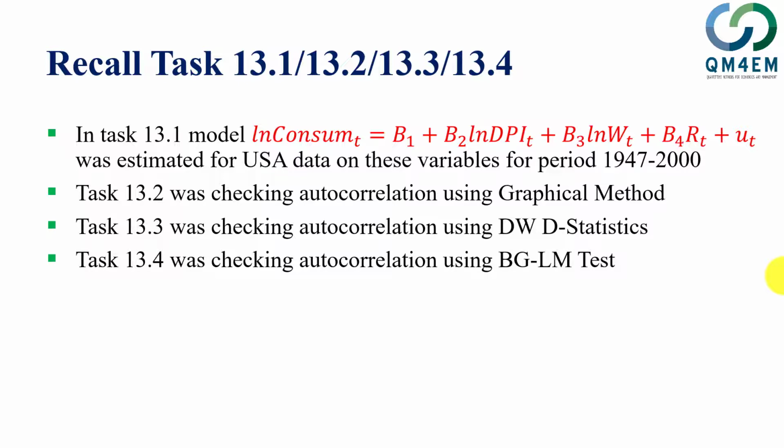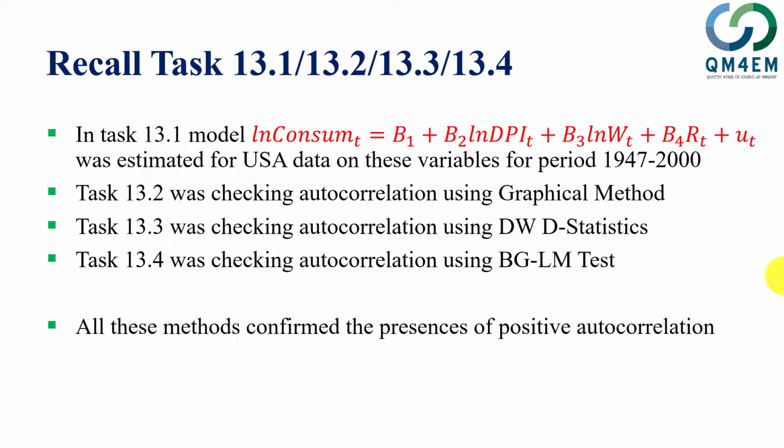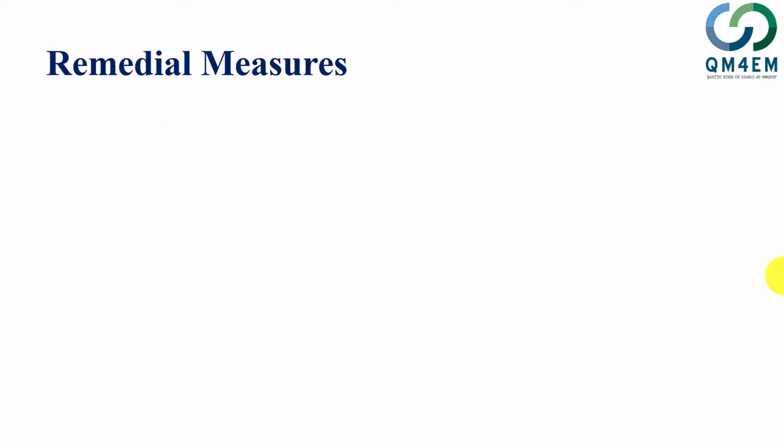And from all these tests, we concluded that there is a positive autocorrelation in this particular model, which we estimated earlier. Now, the remedial measures. There are a number of remedial measures that we can use for fixing the problem of autocorrelation. We start with the first difference transformation.